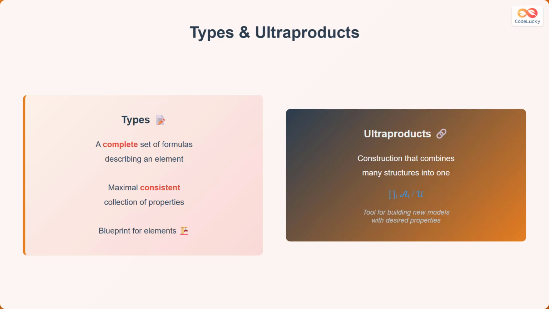A type is a complete set of formulas describing an element. It's a maximal consistent collection of properties that serve as a blueprint for elements in a structure. Ultraproducts are constructions that combine many structures into one. Represented as the product of A sub i divided by U, they serve as tools for building new models with desired properties.